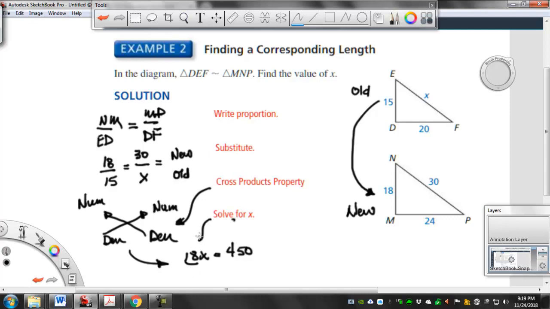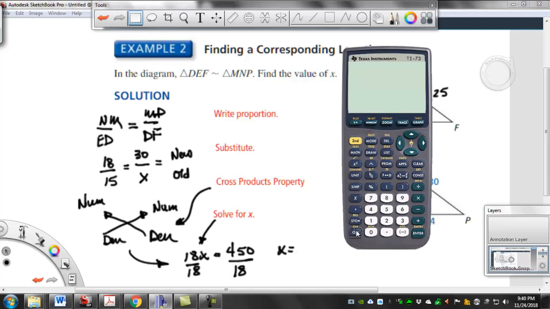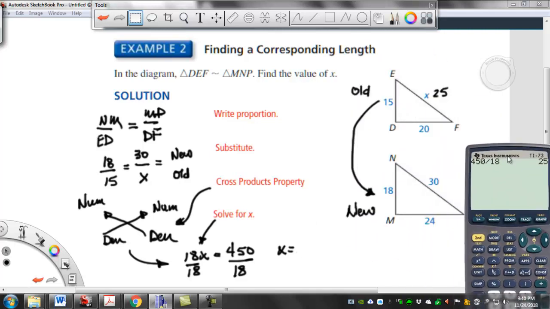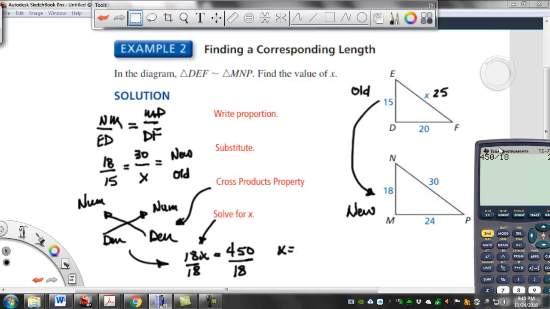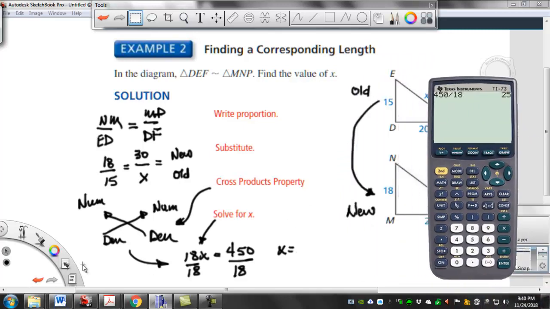So my next step right there would be to take 18. So that's 450. So I want to divide 18 to each side. So I'll take my calculator. I'll take 450 divided by 18, and that gives me 25. So that's the answer for the missing side, is 25.